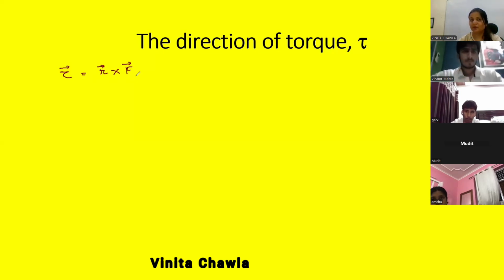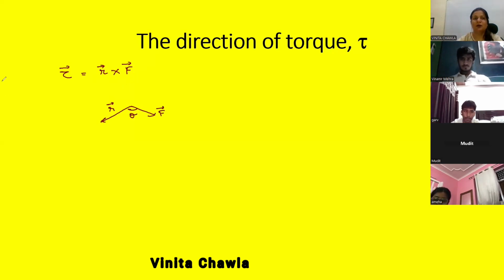And when we take the cross product, suppose this is the direction in which r is acting and this is the direction of force, and the angle between these two is theta. Then torque is perpendicular to both vector r and vector f. This is the direction of torque. It is perpendicular to both vector r and vector f. Please write this.